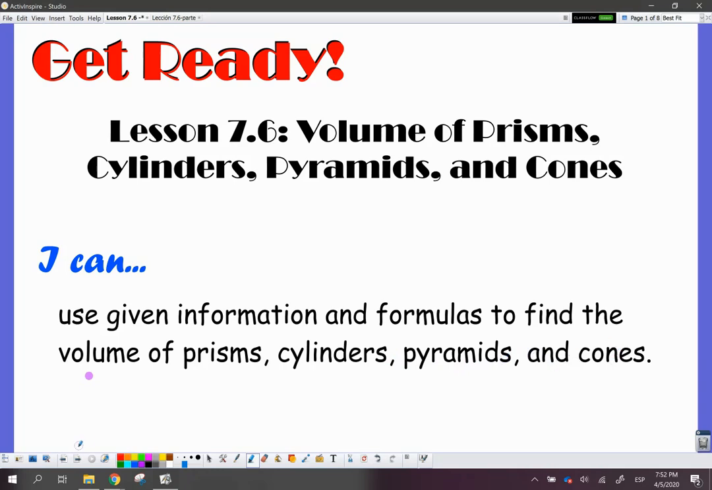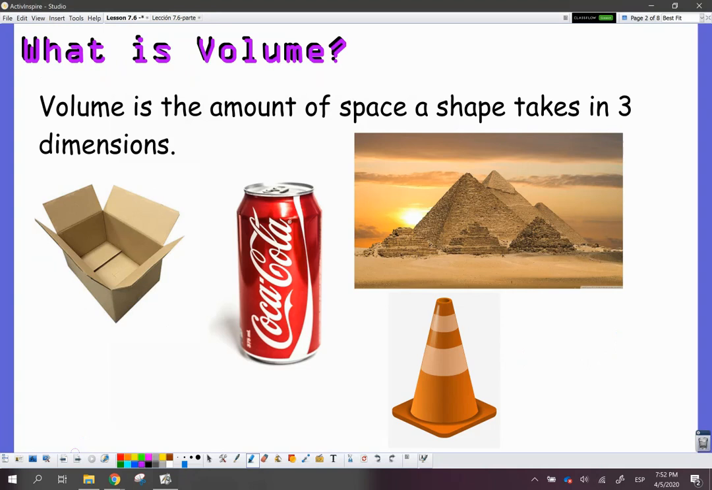So let's start this lesson by finding a definition for volume. How do we define volume? Well, volume is the amount of space a shape takes in three dimensions. If you recall from a couple of lessons ago, area is defined as the amount of space that a shape takes in a flat two-dimensional plane. Volume is the three-dimensional counterpart to that. Volume is how much space a 3D shape takes in 3D space.